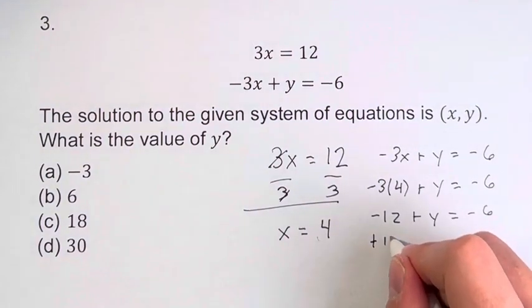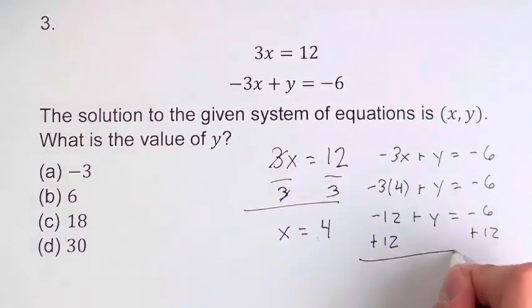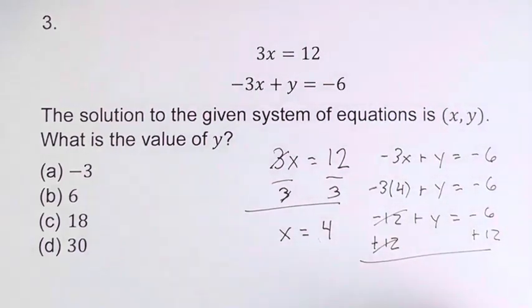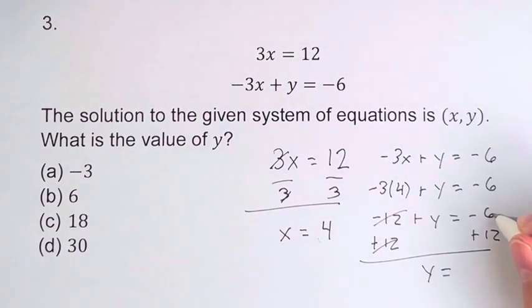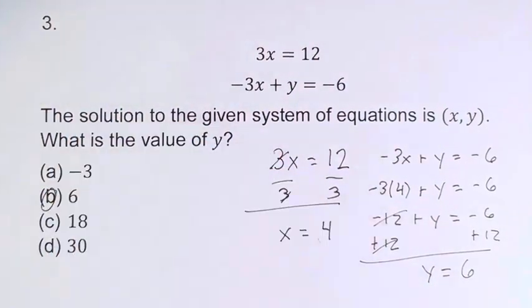Then adding 12 on both sides to get y on its own, these cancel, and we're left with y is equal to negative 6 plus 12, which is 6. So therefore the value of y is 6, and B is your final answer.